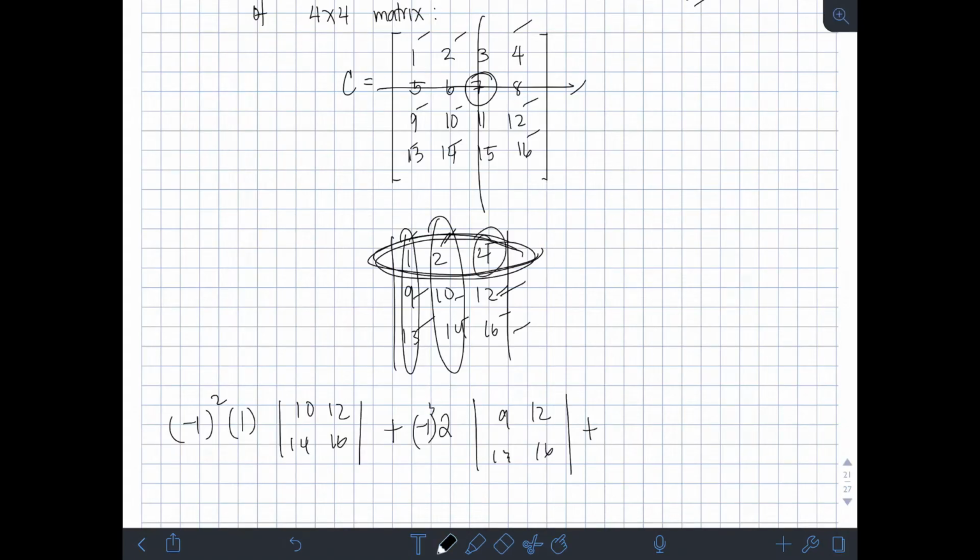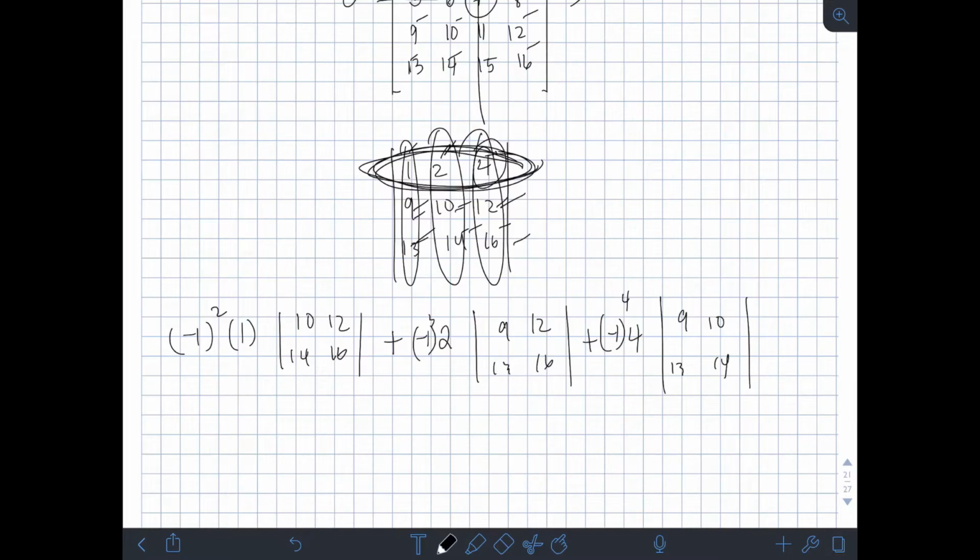Then, plus, naman sa element 4, multiply sa cofactor niya. Cross natin yung column 3 tsaka row 1. Ang natira is 9, 10, 13, 14. Then, negative 1 times, dahil yung 4 is row 1, column 3, 1 plus 3 or 4. So, evaluate na lang natin tong mga determinants.